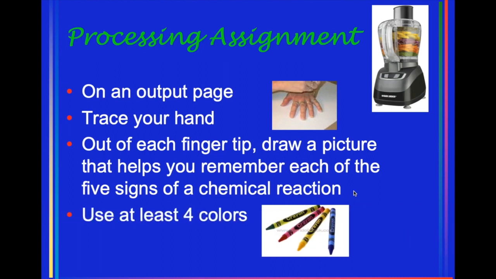And if you add color, it will make it easier for your brain to remember it. That's like a brain trick if you didn't know about it. That's why highlighters were invented. If you highlight things, your brain remembers it because it sticks out in your brain because of that color compared to everything else. So if you add a little bit of color to your pictures, that's going to help you. So this is a quick little processing assignment to help you remember the 5 signs of a chemical reaction.